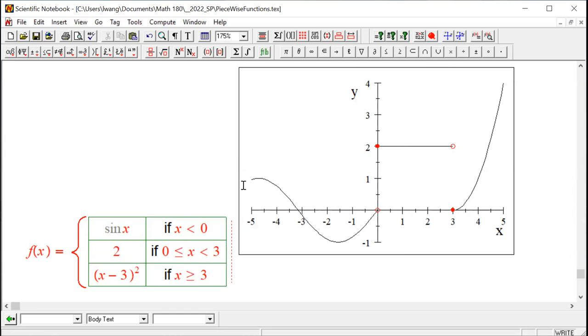So there's the sine piece, so you know what sine is, and the constant between 0 and 3, and (x minus 3) squared is the other piece, which is a parabola, right? And we have to take care of these dots and circles. That's the most important thing you're going to encounter in calculus. That question seemed not too hard, right?